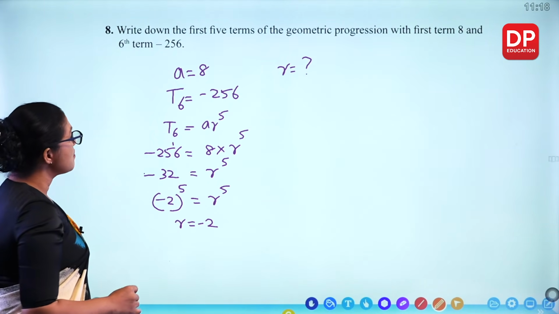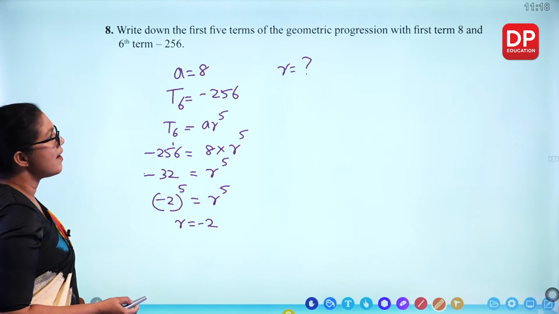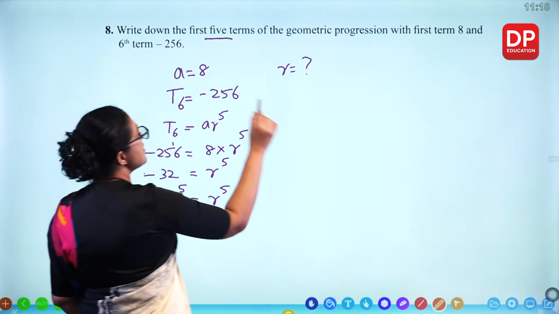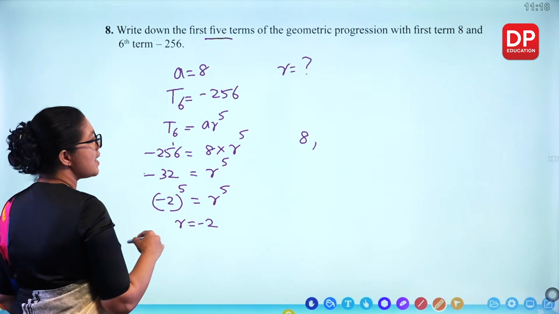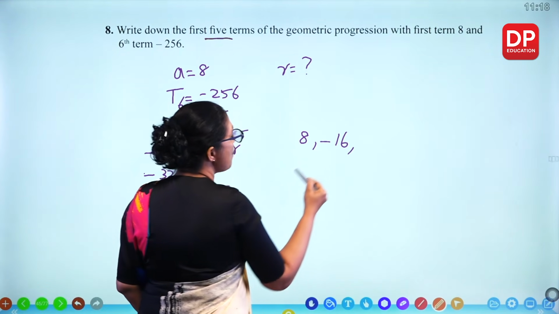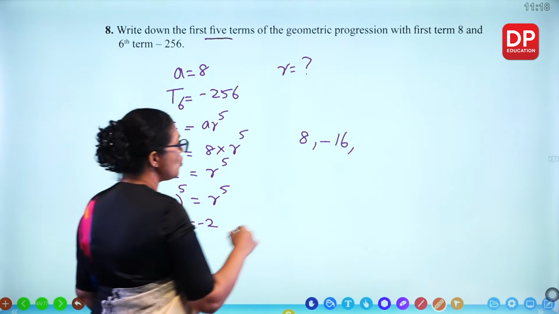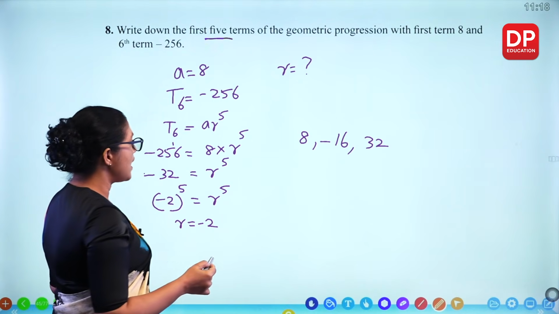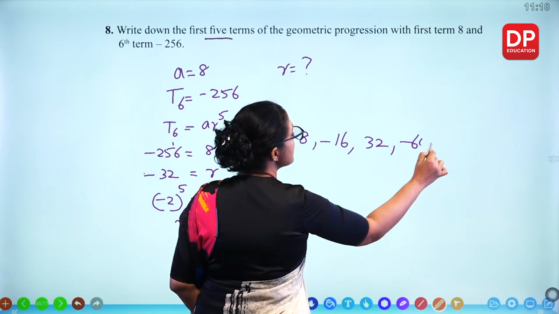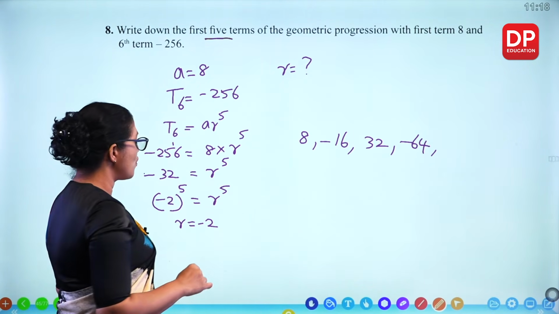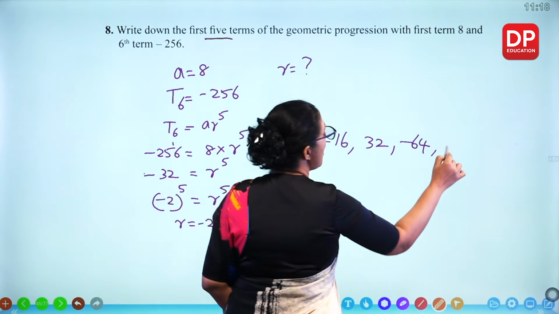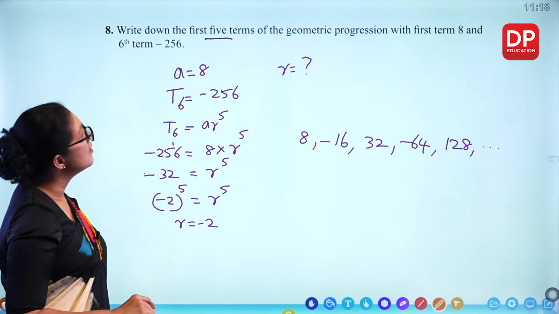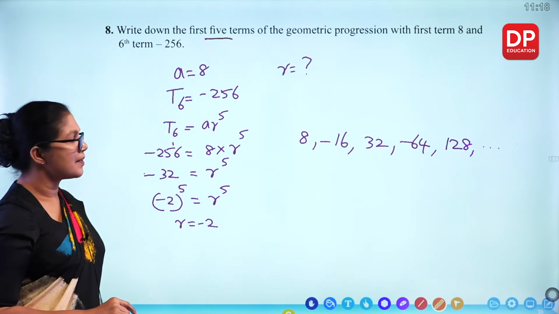If you know r equals minus 2 and a equals 8, you can write down the first 5 terms. First term is 8. 8 times minus 2, minus 16. Minus 16 times minus 2, plus 32. 32 times minus 2, minus 64. Minus 64 times minus 2, you get plus 128. So these are the first 5 terms of the sequence.